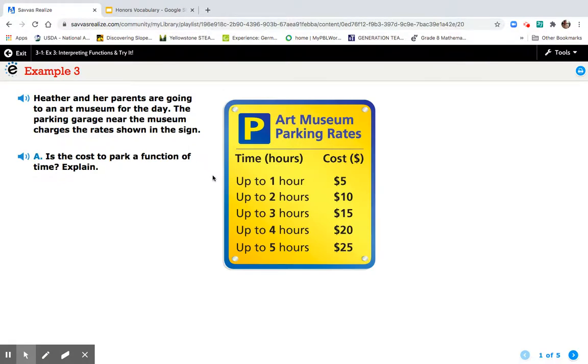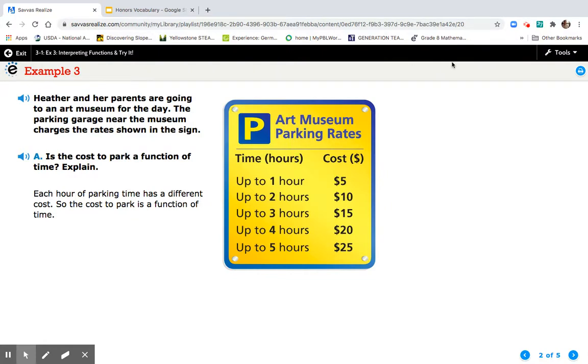Right? Here is kind of a real world example, and this is an example of a function. Each hour of parking time has a different cost. So the cost to park is a function of time. The hours would be our inputs, and the cost would be the output.